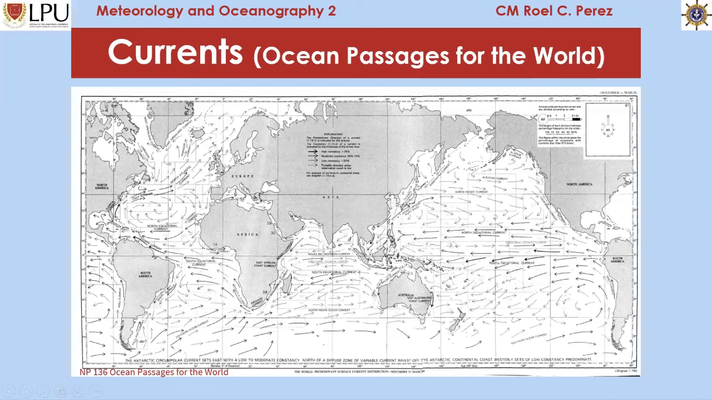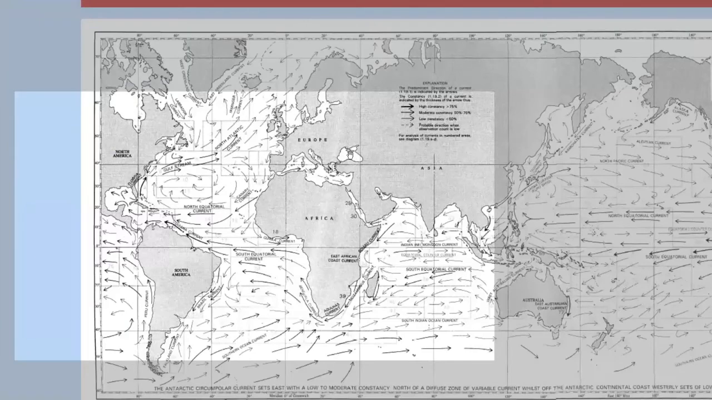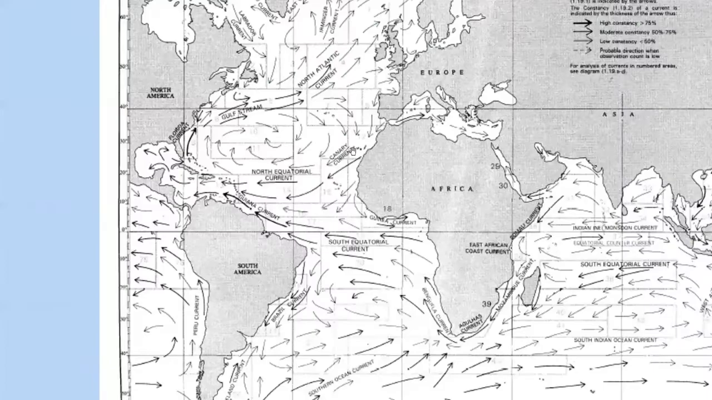So this is the Canary Current. I will enlarge. Okay, so this is the Canary Current. So Christopher Columbus coming from this part, sailing in this part, and then he discovered America, no? So because of the circular direction of the current.